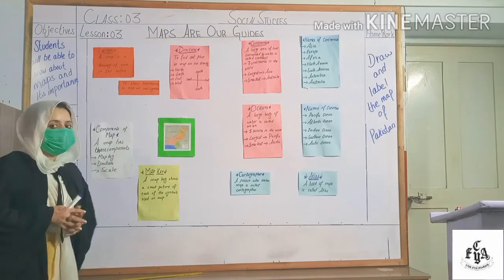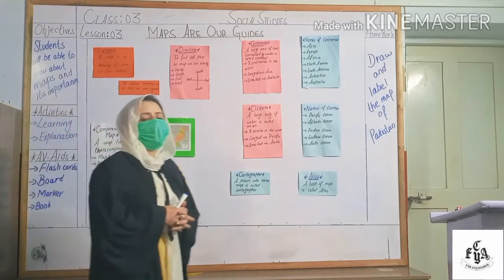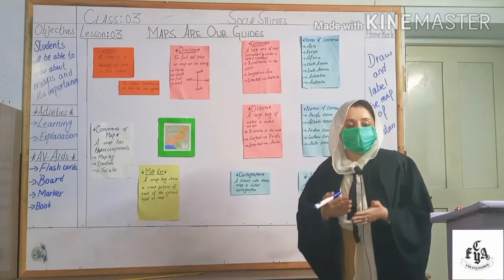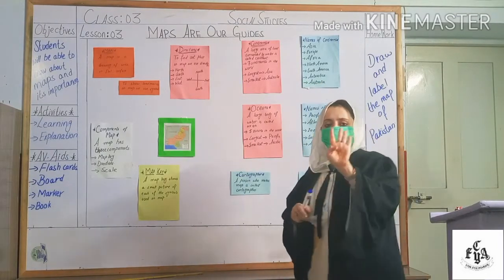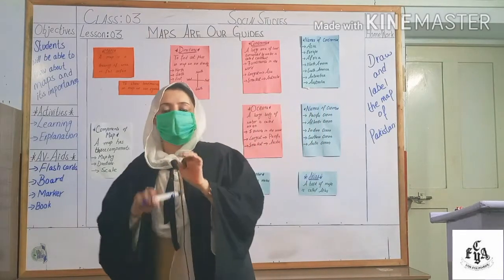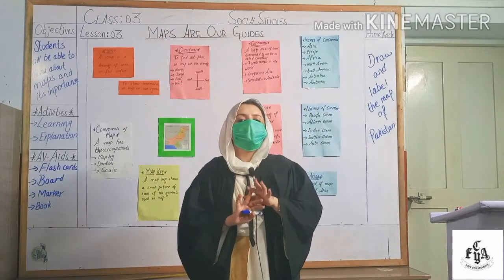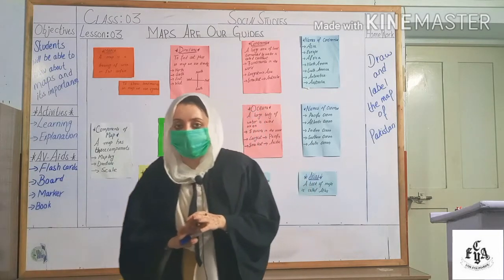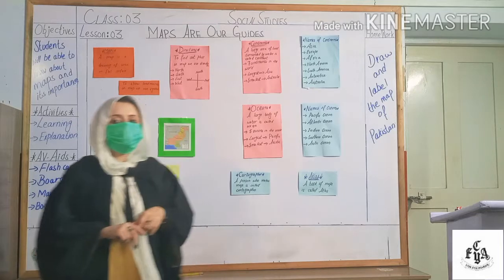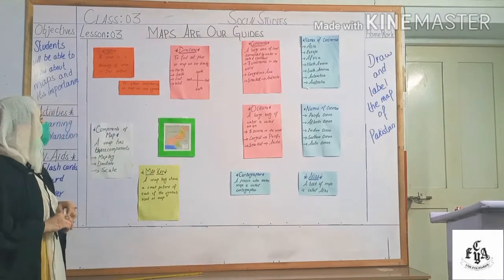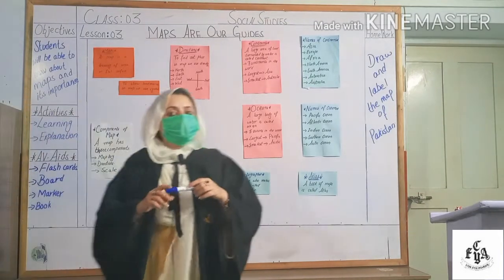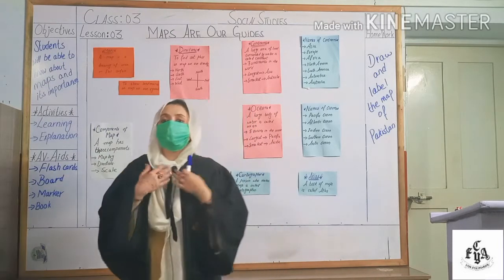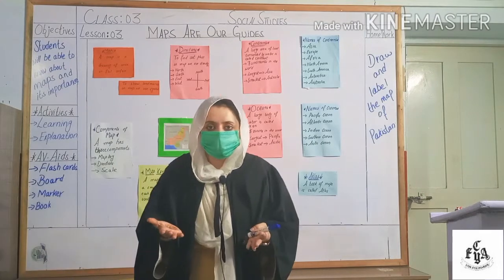Now the second one is direction. Why are directions used and what are the directions? What is their purpose? We have 4 directions: east, west, north, south. Why do we use direction? We use direction when we want to find out a place.